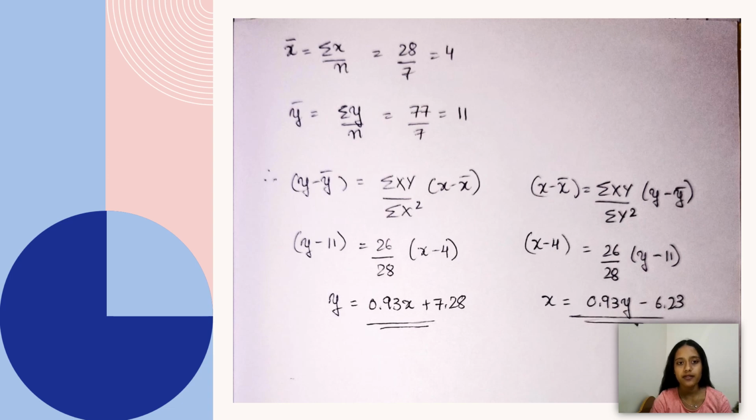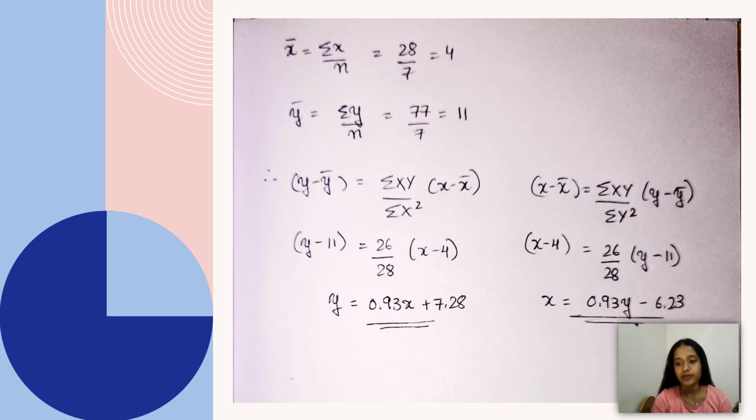So the x bar is found out by the summation of x by n. Here n is the total number of values that is given in the question. So we have 7 values. So we've taken the value of n as 7. So 28 by 7, which gives us 4. Similarly y bar is also found out using the formula sigma y, or the summation of y by n. Summation of y we got there as 77 divided by n value 7, that gives us 11.